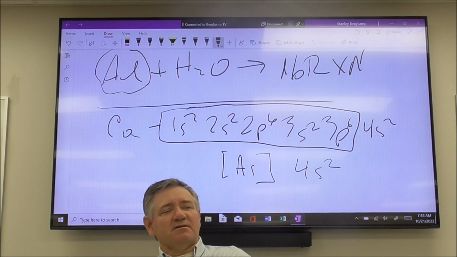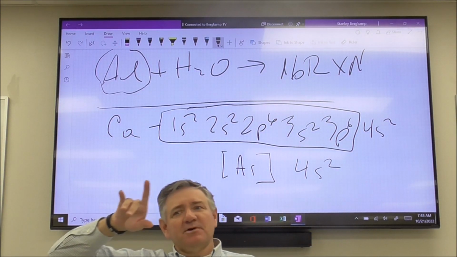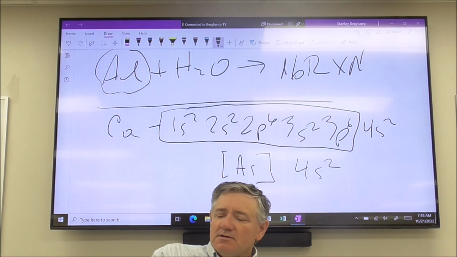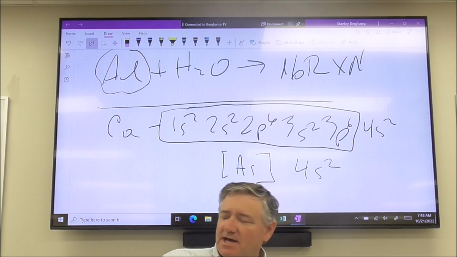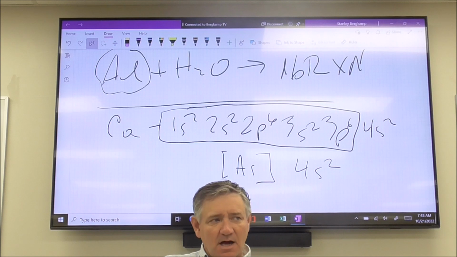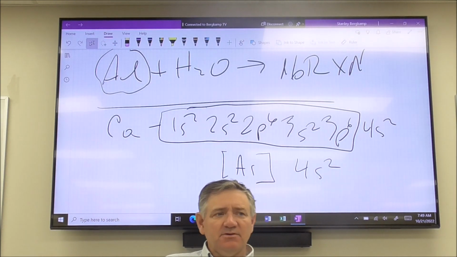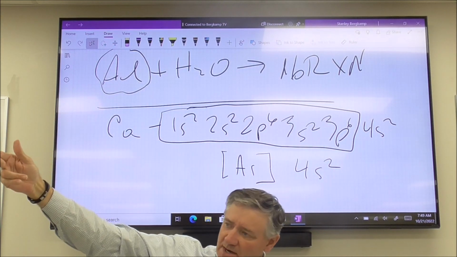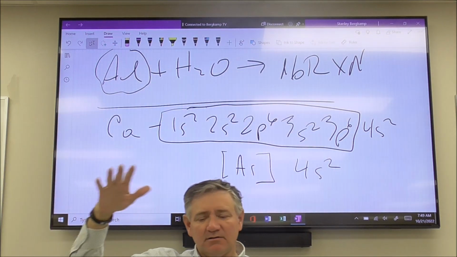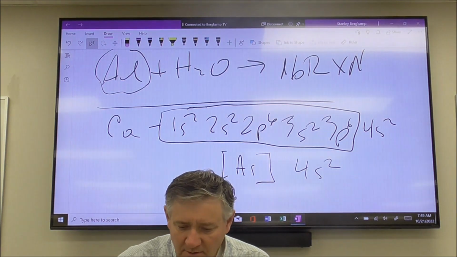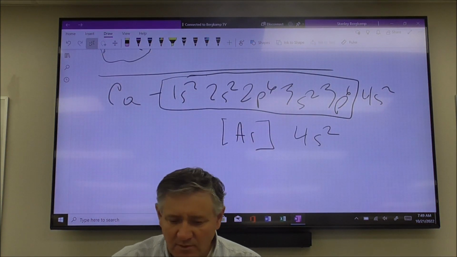So here's the deal with calcium. Calcium's sitting there going, I got 20 protons, I got 20 electrons. It's cool, right? So then what's going to happen is that calcium sits there and goes, I want to be like argon, okay? So to do that, it's got to get rid of those two outer shell electrons. Now, let's look at this in terms of Coulombic attractions. So calcium is out there in 4s2.